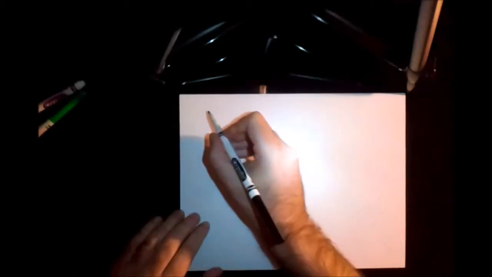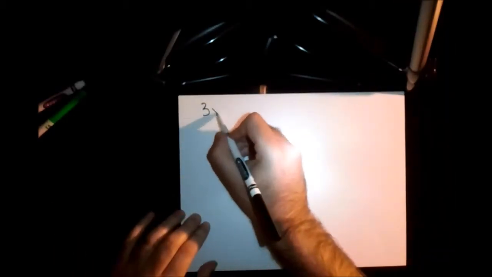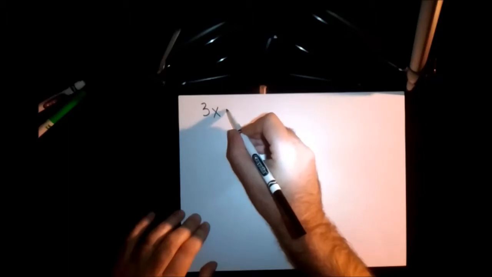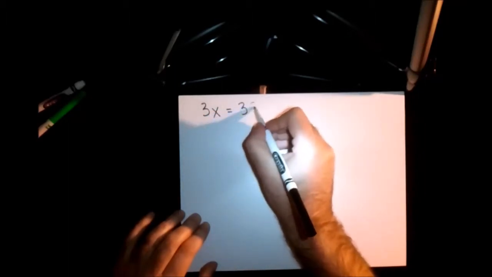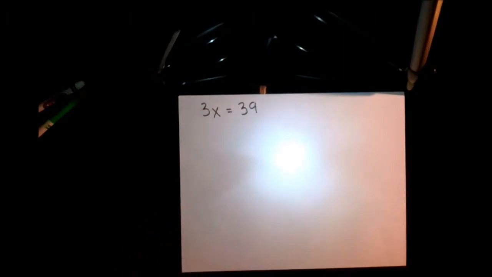about a month before the end of the trimester, and we had problems that looked like this. So for example, 3x equals 39. We covered these problems. These were single-step equations, and the idea in single-step equations was to isolate the variable. And no, you don't have to write this.